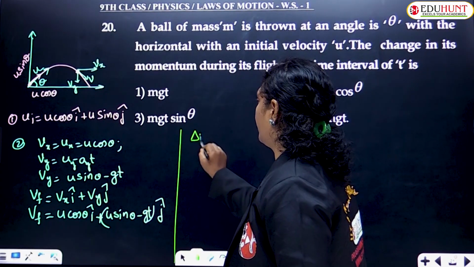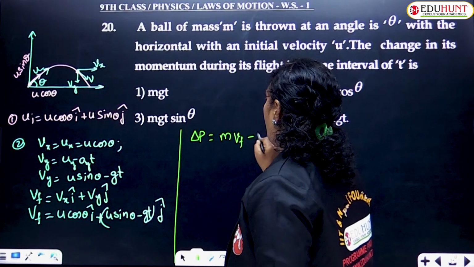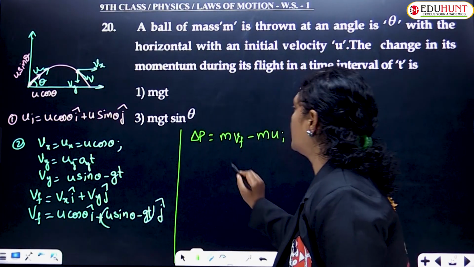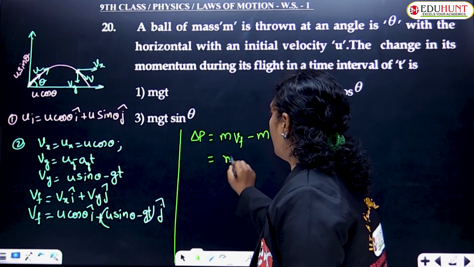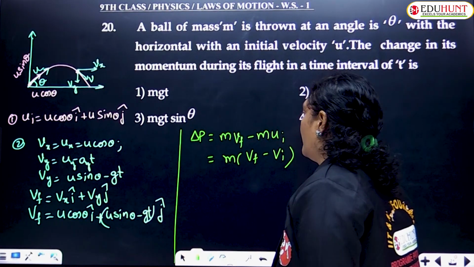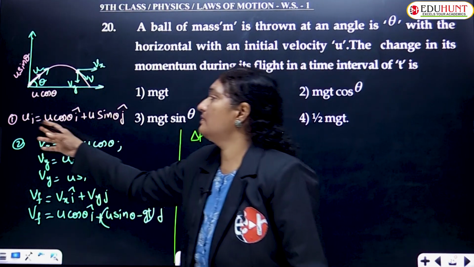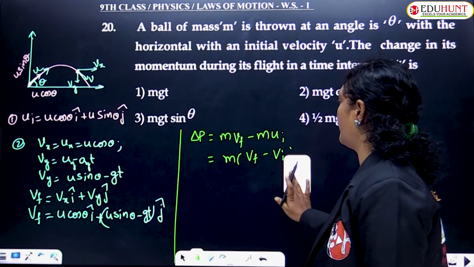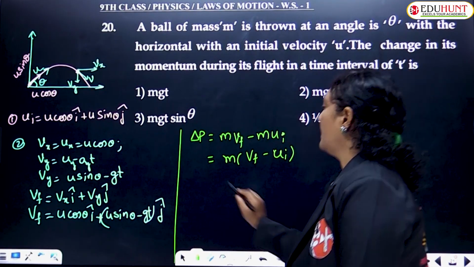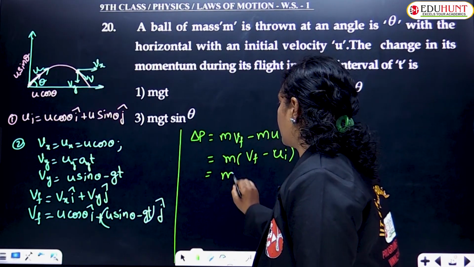the formula for change in momentum is delta P equals m v final minus m u initial. So this is nothing but m into vf minus vi, or ui, whatever name you will be giving. As I have replaced this with ui, let me replace it here also with ui. Hence it can be given as mass. What is the mass given, children? Mass itself is given as m.